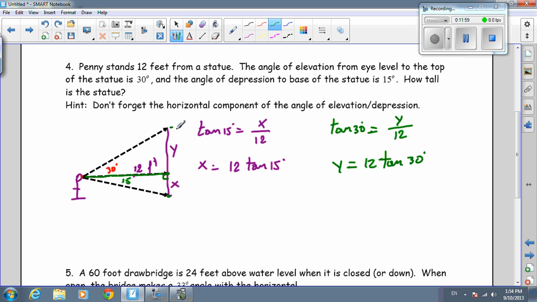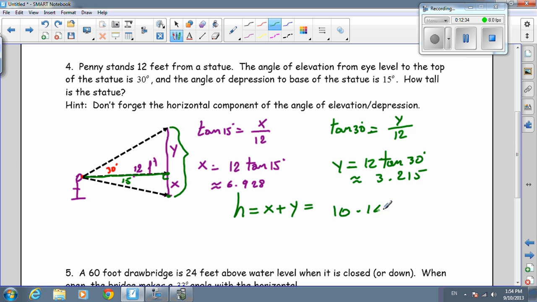Since the whole height is the composition of x and y, I will say the height is equal to x plus y. Once you find the approximation of each, you will get the following values. X should be about 6.928 approximately. Y should be approximately 3.215, and if you combine them, you should get the height is 10.144 feet.